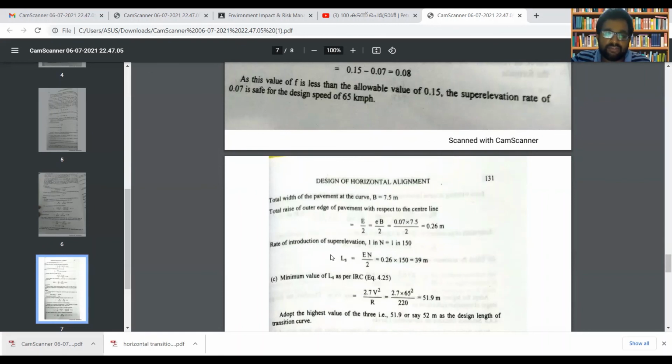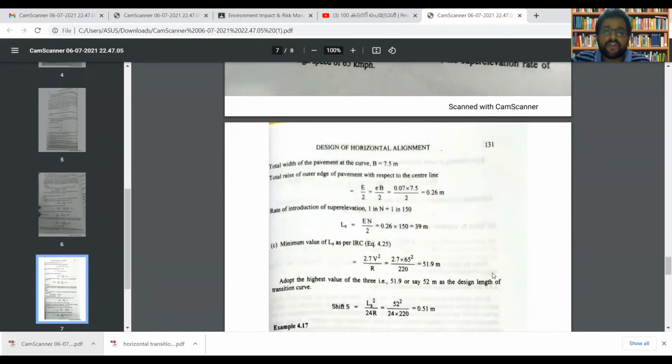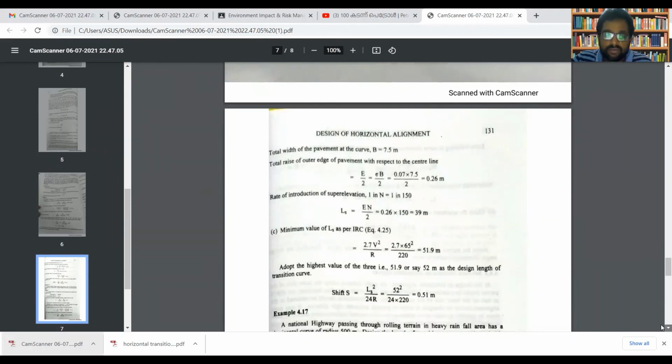Now the rate of introduction of super elevation is 1 in 150. So the length of transition curve is equal to E by 2, which is 0.26, into the rate of introduction of super elevation, 150. So 0.26 into 150 is equal to 39 meter. Now the minimum value of length of transition curve is equal to 2.7 V square by R. 2.7 into 65 square divided by R, which is 220. So 52 meter is the length. Okay. So that is it.